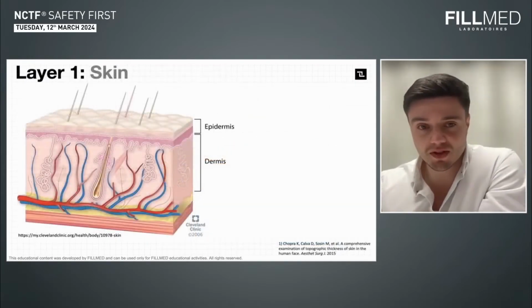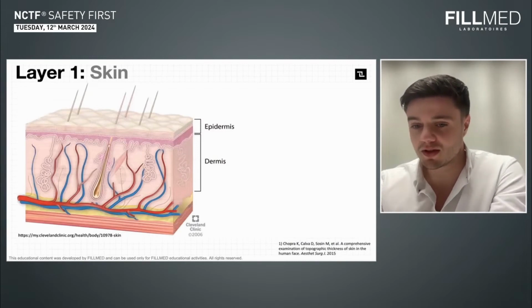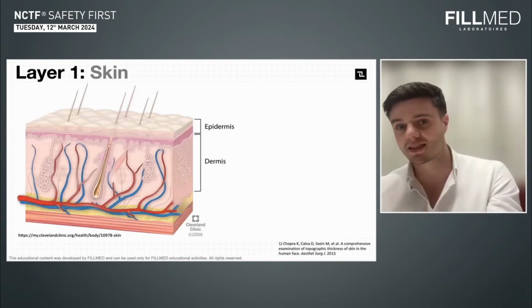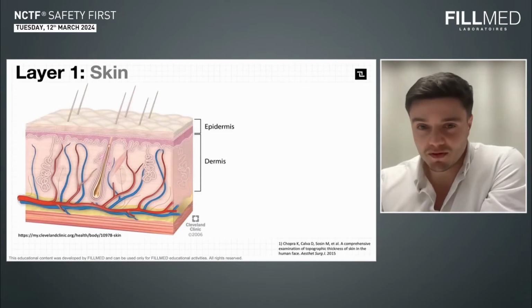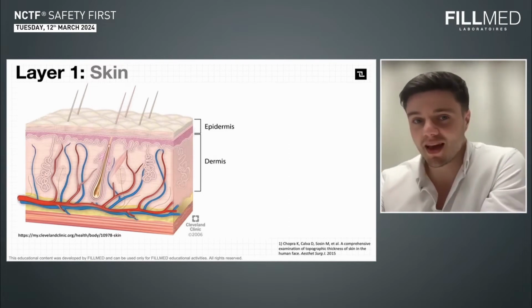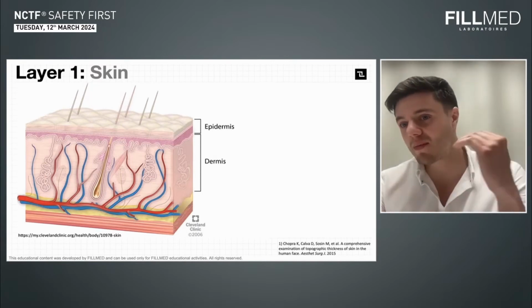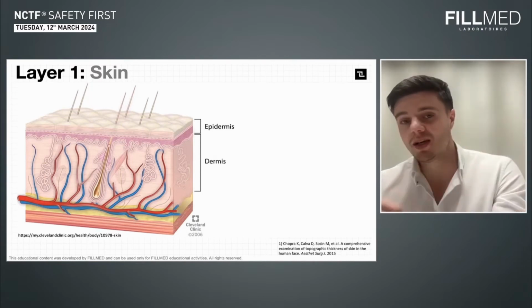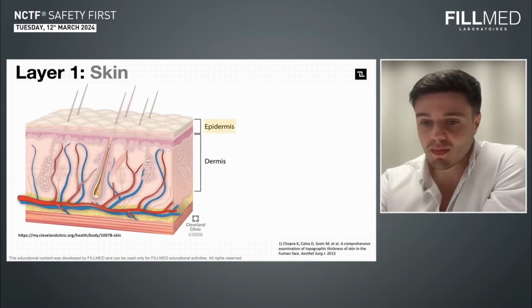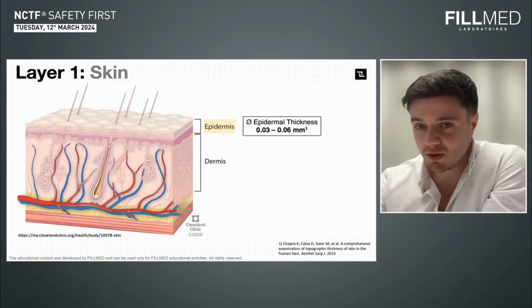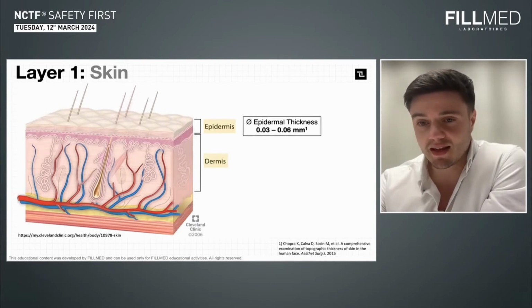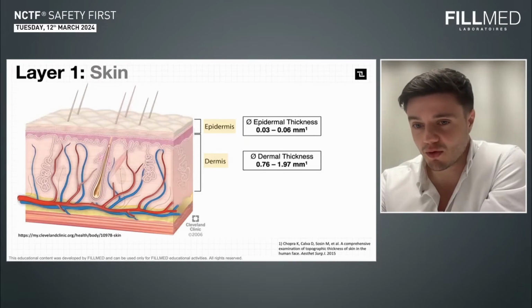For the scope of this webinar, we want to focus on the anatomy of the 1st layer, which is the skin. The skin is the most superficial layer and also the layer which projects all aging signs. Obviously, only aging signs that project onto the skin can be an aesthetic concern. So what happens below the skin will eventually project onto the skin. The skin is composed of 2 layers, the epidermis and the dermis. The epidermis is super thin with 0.03 to 0.06 millimeters, while the dermis is multiple times thicker with 0.76 to 1.97 millimeters.